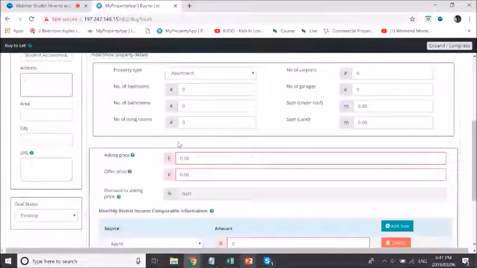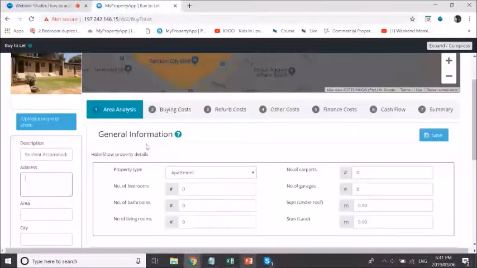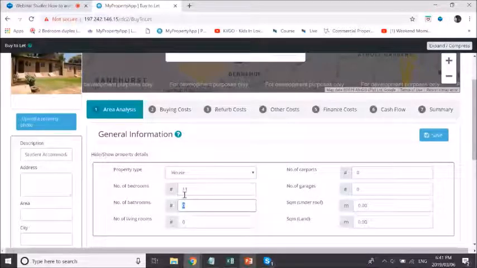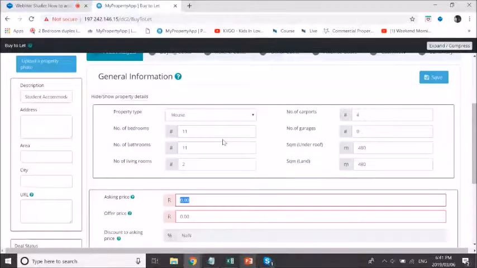It's not so important. Now, if you remember the slide that I showed you, the 7 steps you need to take, these are the 7 that we're referring to. So area analysis, this is where we have to start. This property is a house. It's got 11 bedrooms, 11 bathrooms, 2 living rooms, and 4 carports. It's 450 or 480 square meters. Those are the details of the property.